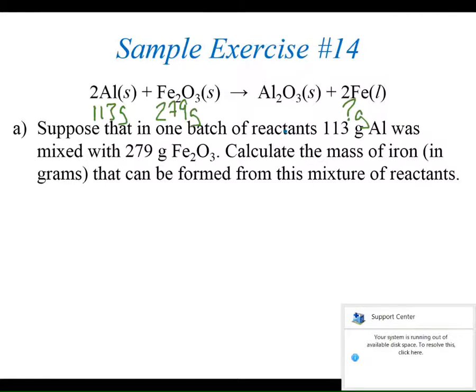So we're going to do the same thing. We're going to turn aluminum into iron. We're going to turn iron(III) oxide into iron.